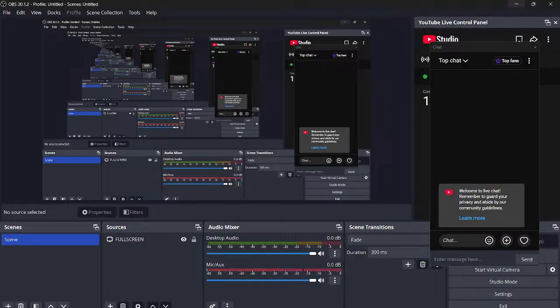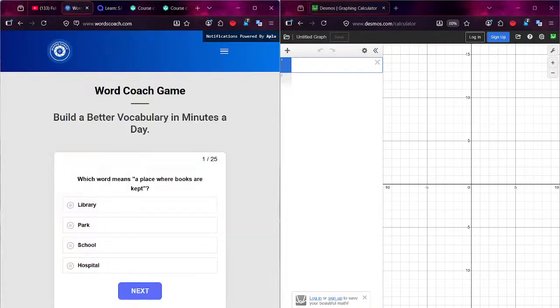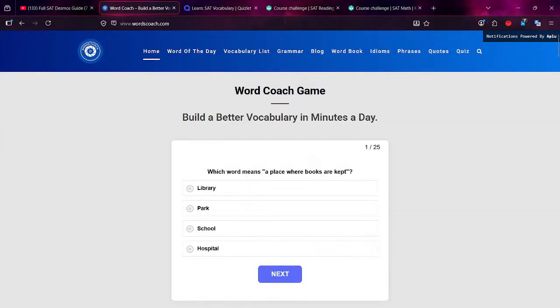All right, so that was the video section. We're gonna move on to the vocabulary section, right? All right, so let's do the vocabulary part. Which word means a place where books are kept?